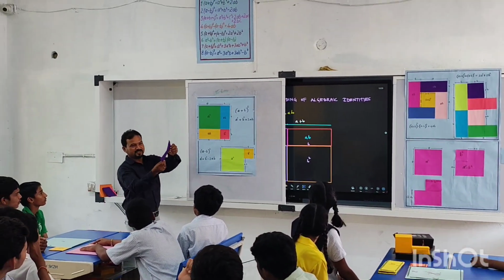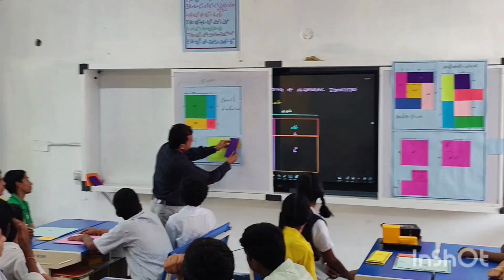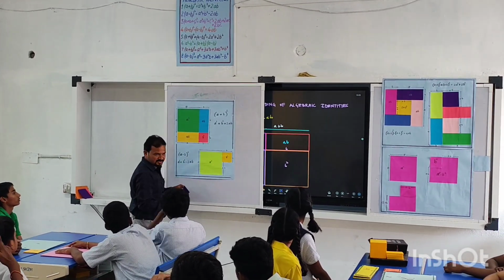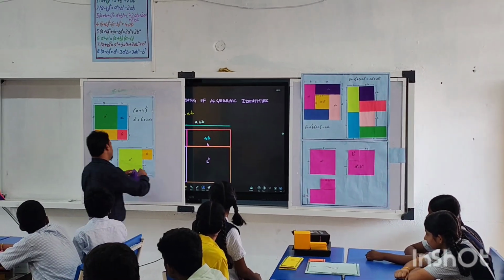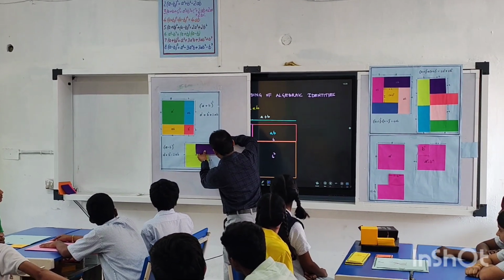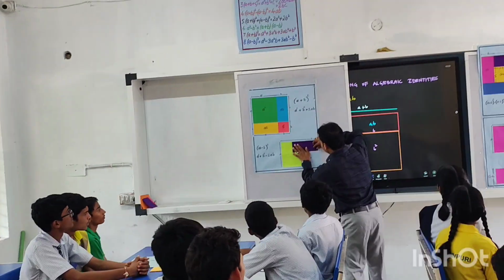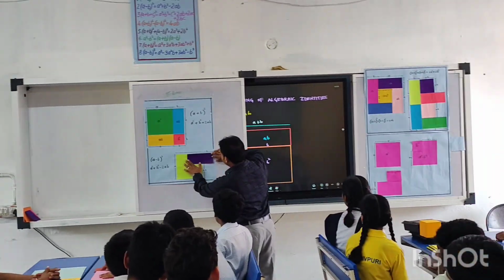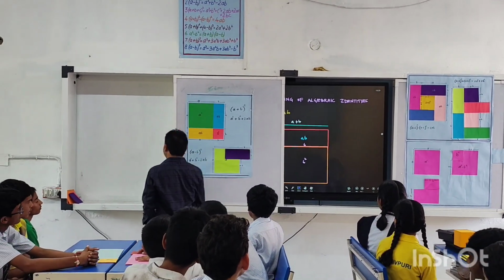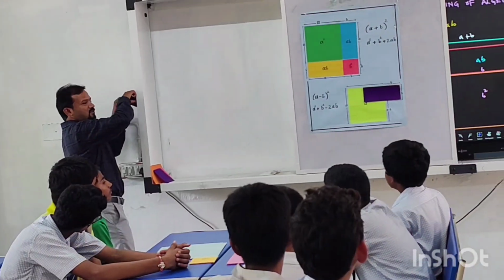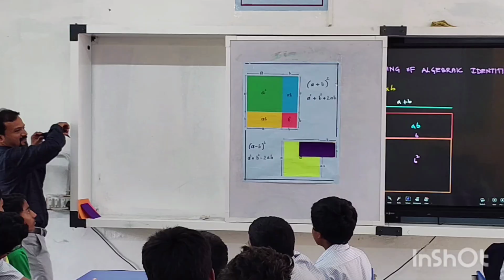This one is ab for me. See, this breadth is b, right? Length is a. So we have to subtract. I subtract like this. Subtract means just cover with this one. Whatever the purple color is there, it is subtracted. And that is ab. We have one more ab to be subtracted. Am I right?